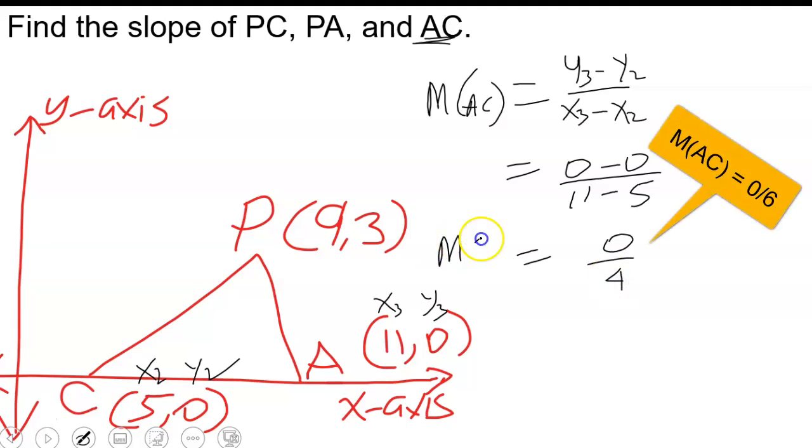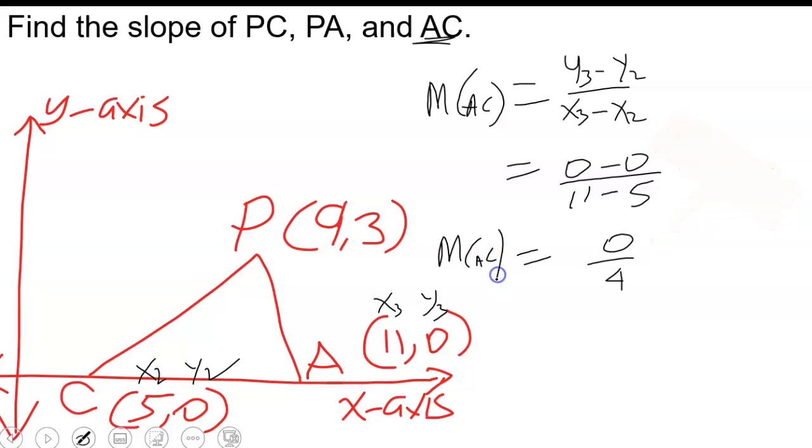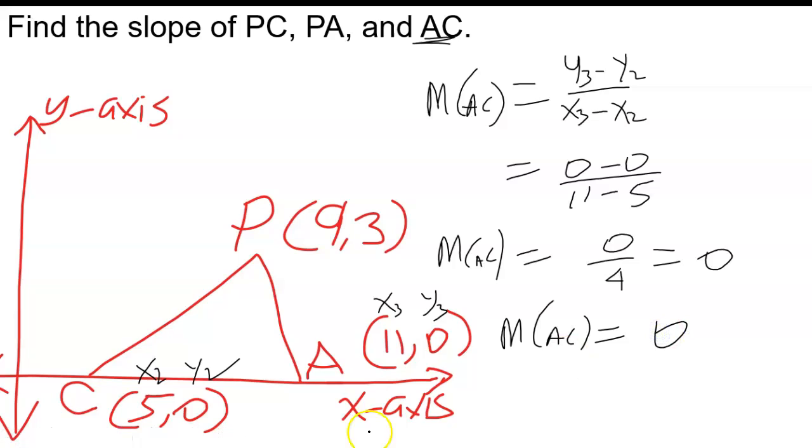So just looking at the top, it is going to be 0. So we know this is going to be slope of 0. Okay, so the slope of AC is 0, and we can see it is a horizontal line. There's no rise. It's just a run. There's no increase in y, so it's 0. Slope of horizontal line is 0.